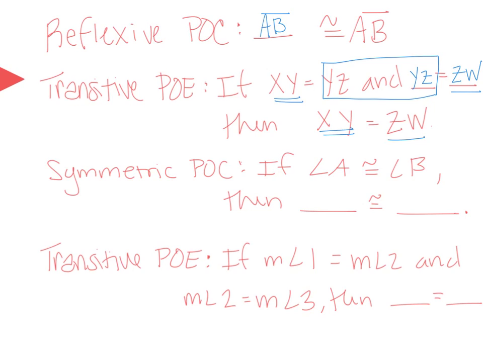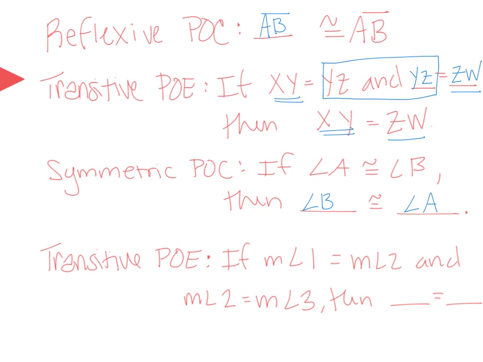Symmetric is two angles or two sides, and what that does is it flips. So if angle A is congruent to angle B, then angle B is congruent to angle A. It just flipped the two angles.